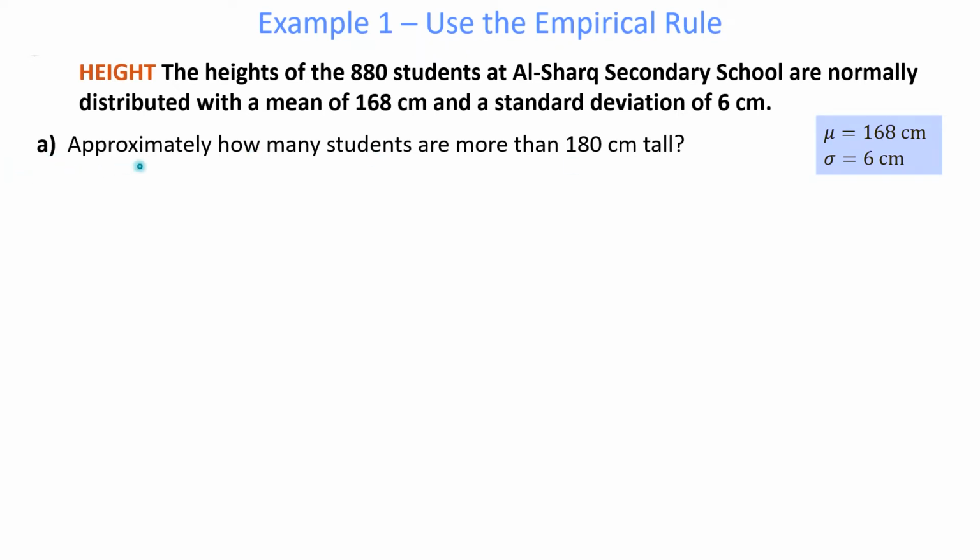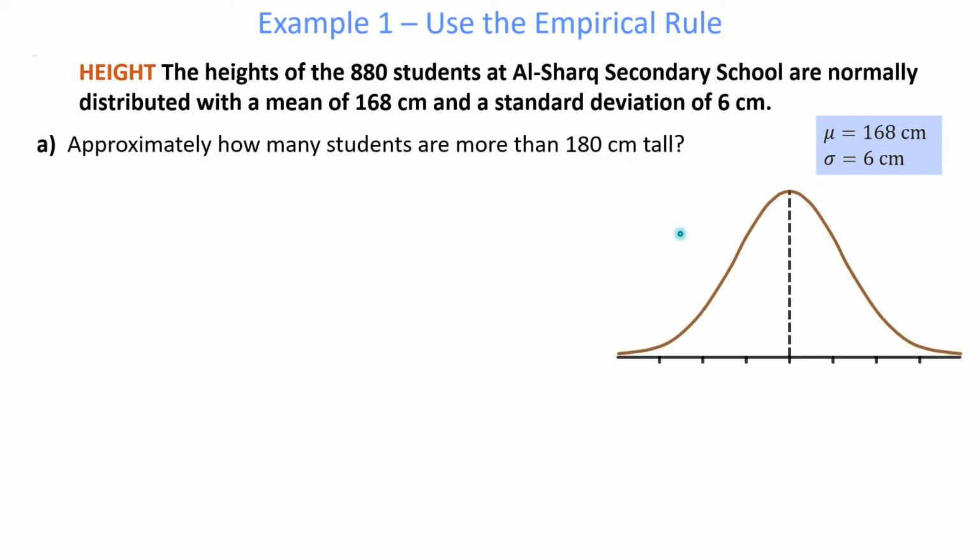Part A. Approximately how many students are more than 180 centimetres tall? Before we can do this, we need to work out some probabilities, and we'll use this graph of the normally distributed curve. We know that at the centre is where the mean is, 168. Because the standard deviation is 6, we'll add on 6 to give us one standard deviation of the mean, add another 6, 2 standard deviations, add another 6, 3 standard deviations.